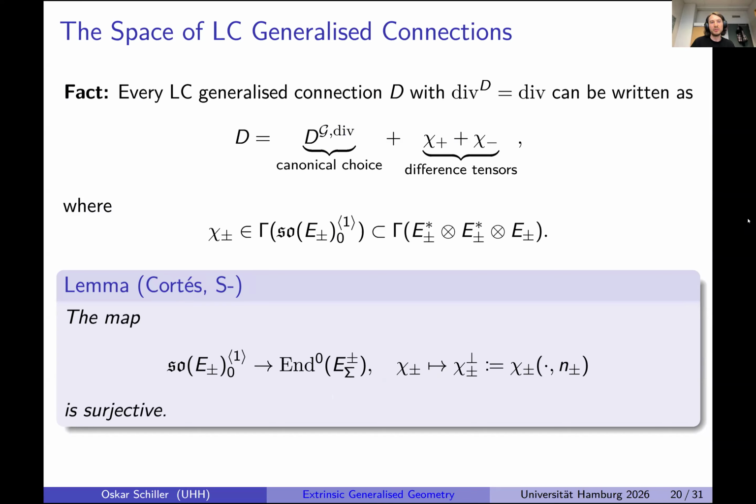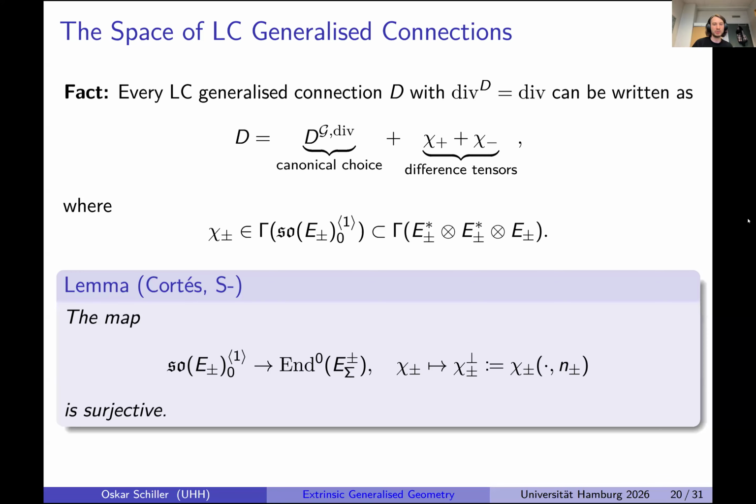Okay, I want to give you formulas for these objects that we define here. To give you these formulas, I have to remind you of another thing, which is that every Levi-Civita generalized connection compatible with a given divergence operator can be written as the sum of this canonical operator that I told you about before, with some difference tensors, because the space of Levi-Civita generalized connections is, similarly to the space of normal connections, an affine space over some vector bundle. And this vector bundle I had written down there in more detail.